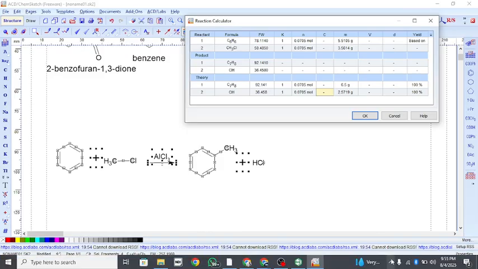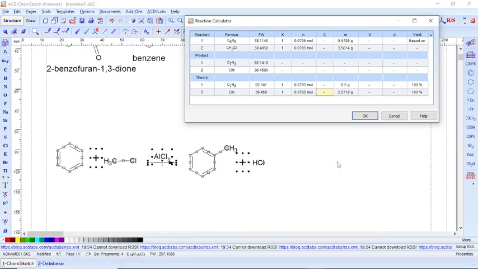Okay, so at this point, I think we have been able to conclude reaction scheme and reaction calculation. What is remaining is reaction mechanism. So can we go ahead?